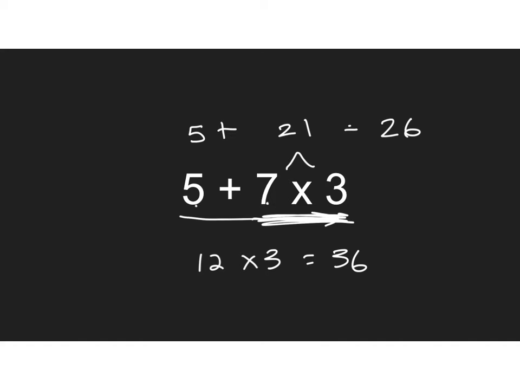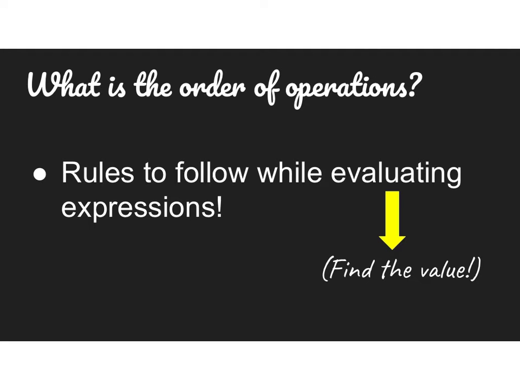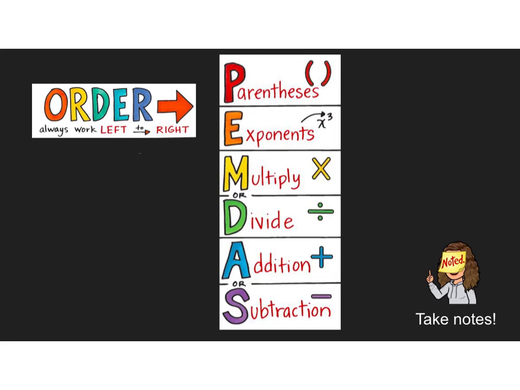So you can see how both of these might be right, but how can we have two different answers for one problem? So that is why we have the order of operations. The order of operations is just rules that we need to follow while we're evaluating expressions. And whenever you see this word evaluating, it just means find the value. You might remember this from last year.